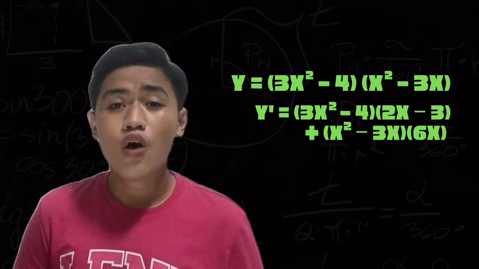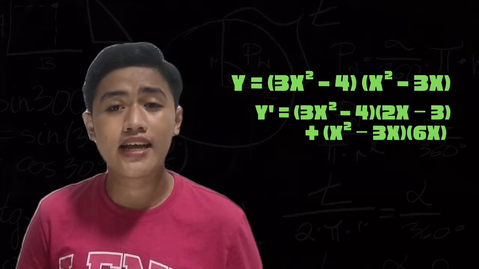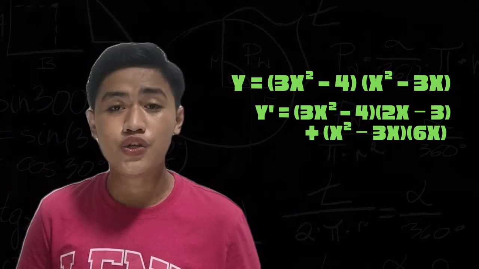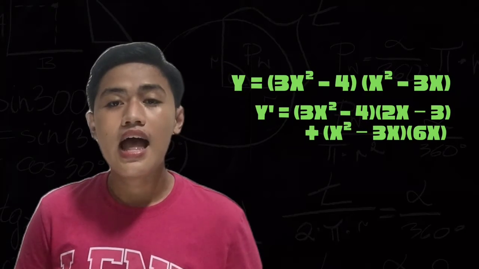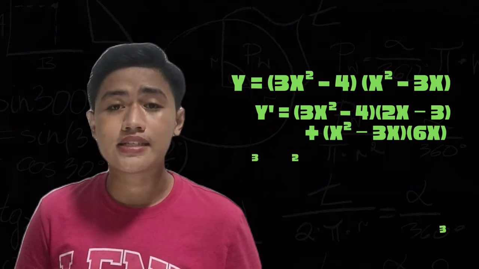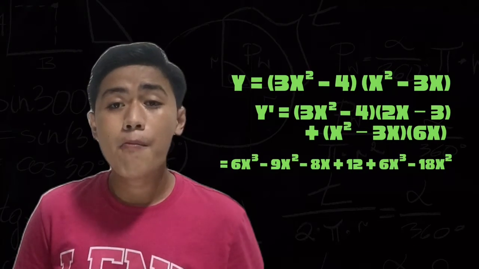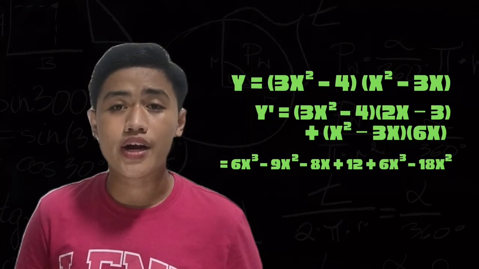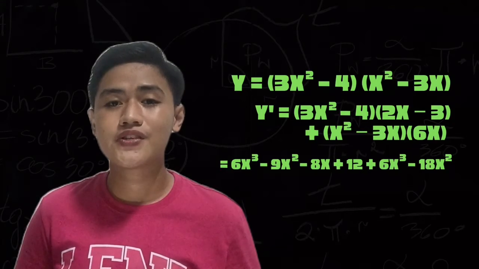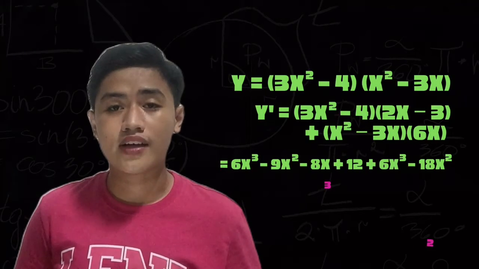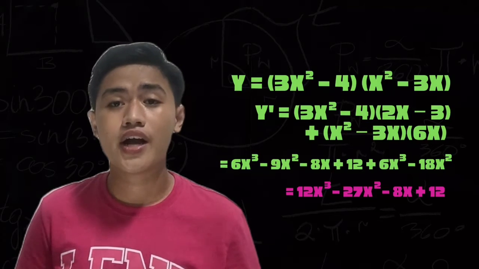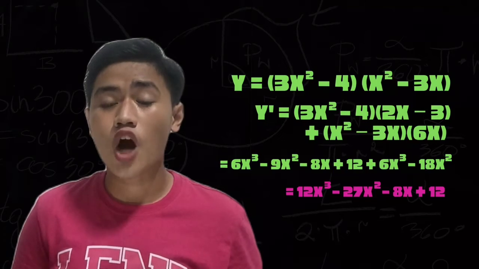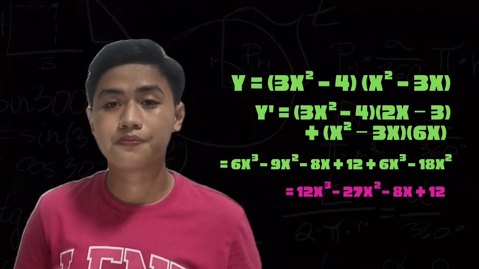And as we distribute, we will have y prime equals 3x squared minus 4 times 2x minus 3 plus x squared minus 3x times 6x. As we proceed on multiplying, we get 6x cubed minus 9x squared minus 8x plus 12 plus 6x cubed minus 18x squared. Now we combine the like terms, and we get the answer of 12x cubed minus 27x squared minus 8x plus 12. Remember that we always use the operation of addition in the product rule.